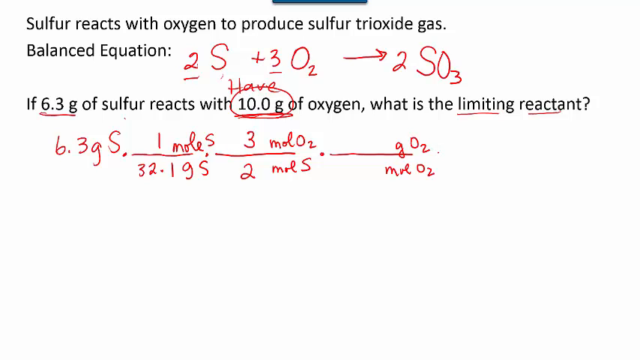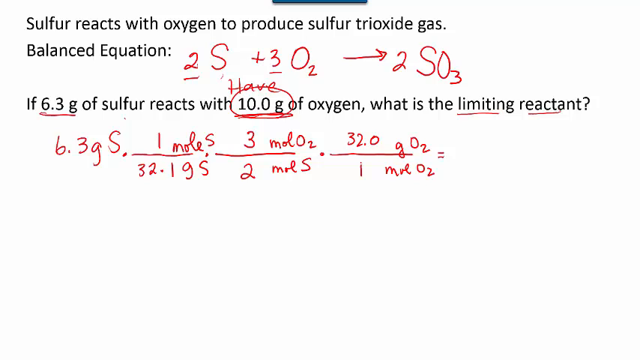So we need to know the molar mass. Oxygen is 16.0, and so in order to get the right amount of grams, I am going to have to do 2 times 16.0. And so there's my 32. I need 32.0 grams of oxygen. All right.